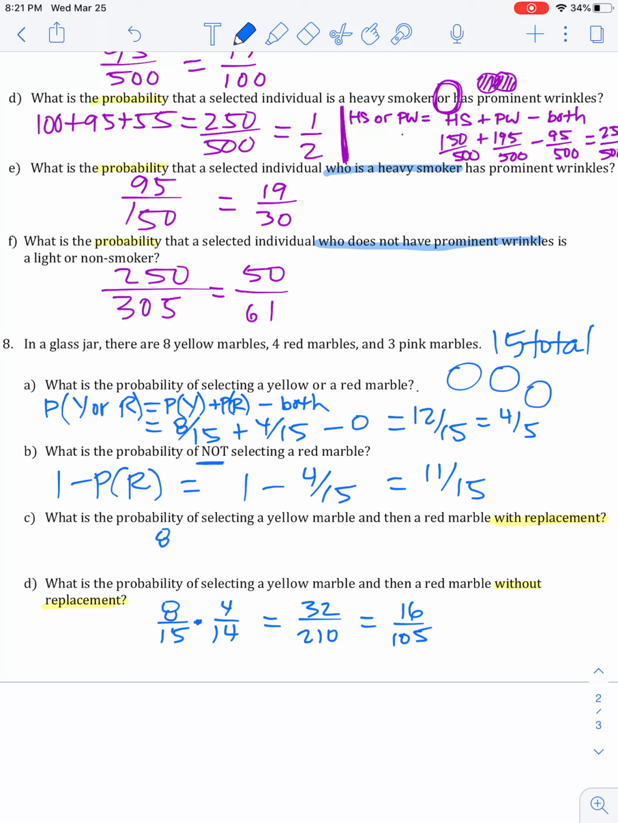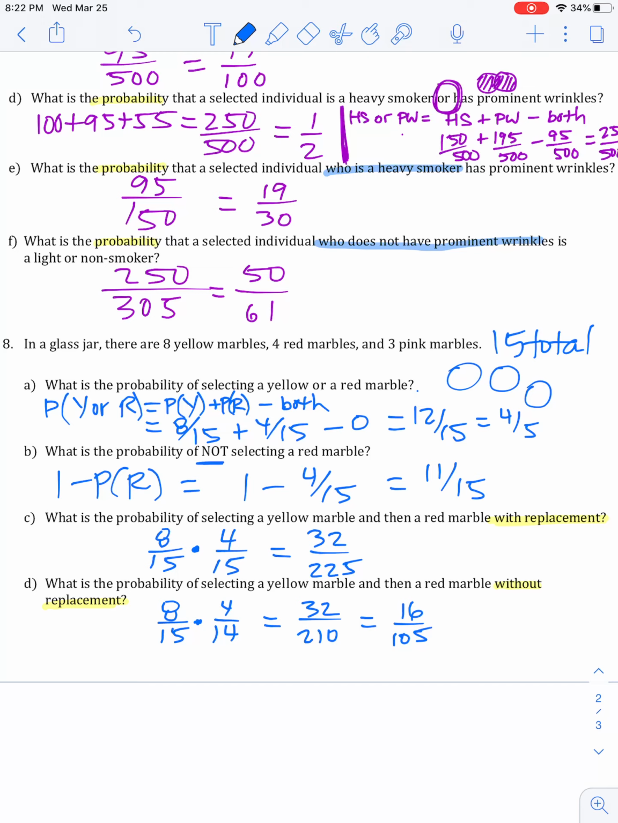If I'm replacing, after I do the probability of yellow 8/15, I'm putting that yellow marble back now. When I put that yellow marble back, I have all 15 marbles to pick from again. So now the probability of red is 4 out of 15. So there's 4 red out of the 15. So this is now 32 over 225. Does that reduce? Let's check in the calculator. Nope. So there's my answer.